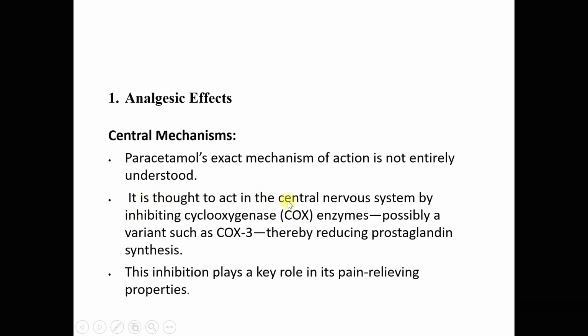It is thought to act in the central nervous system by inhibiting cyclooxygenase, or COX, enzymes, possibly a variant such as COX-3, thereby reducing prostaglandin synthesis. As you know, prostaglandin is the main intermediate or the main mediator for the production of heat and pain. Fever and pain are mediated by prostaglandin. So, as COX-3 is inhibited, prostaglandin synthesis will be inhibited, and this is their mechanism. This inhibition plays a key role in its pain relieving properties.